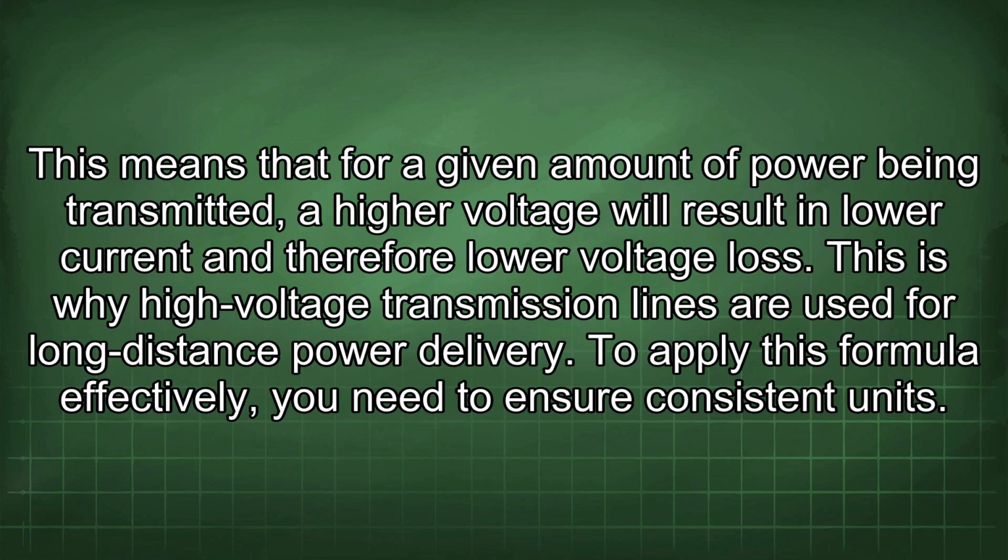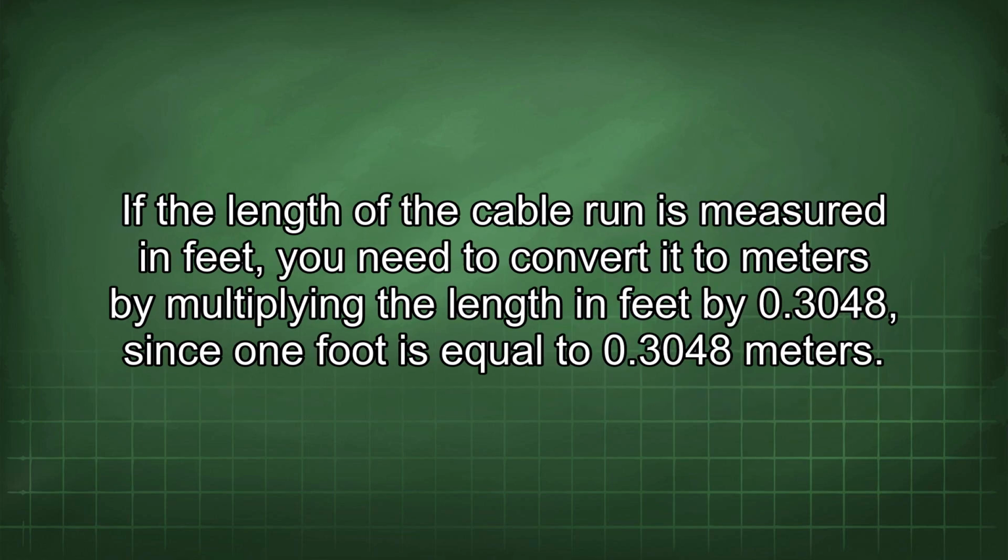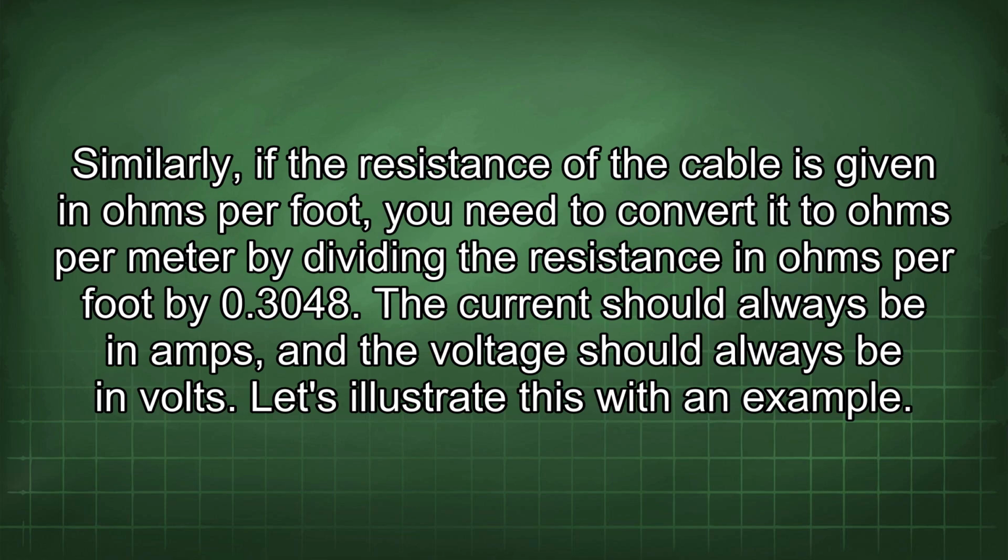To apply this formula effectively, you need to ensure consistent units. If the length of the cable run is measured in feet, you need to convert it to meters by multiplying the length in feet by 0.3048, since 1 foot is equal to 0.3048 meters. Similarly, if the resistance of the cable is given in ohms per foot, you need to convert it to ohms per meter by dividing the resistance in ohms per foot by 0.3048. The current should always be in amps, and the voltage should always be in volts.